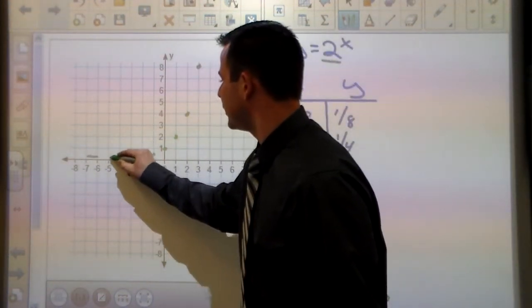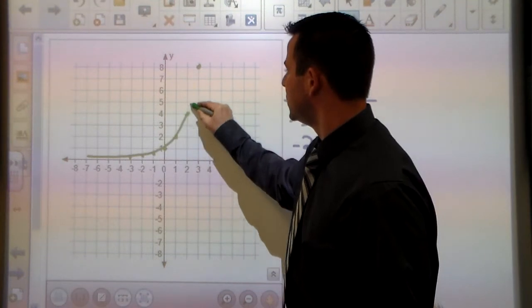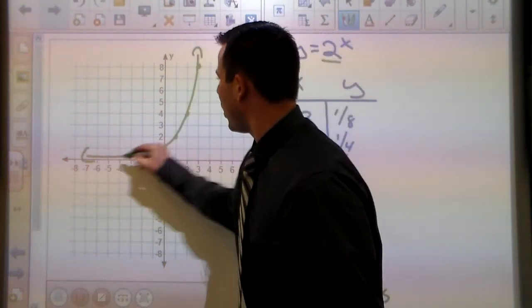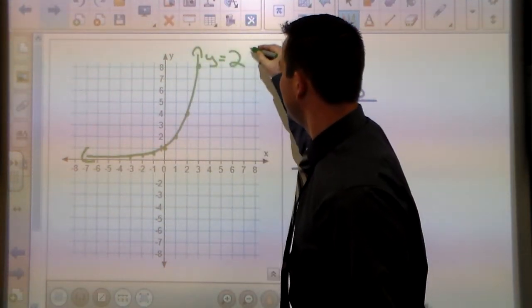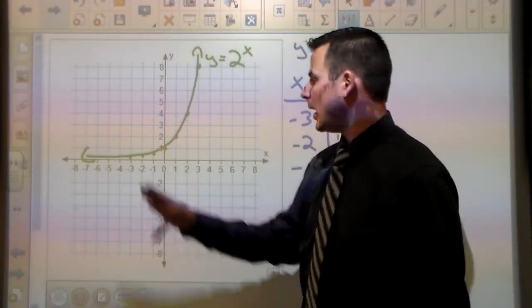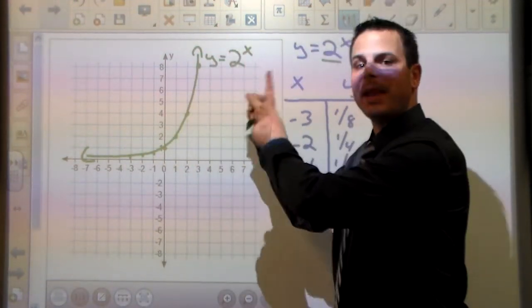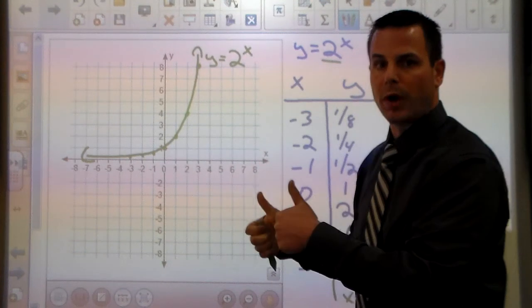So here is the graph of y equals 2 to the x power. It's exponential growth because the base of the exponential is larger than 1.